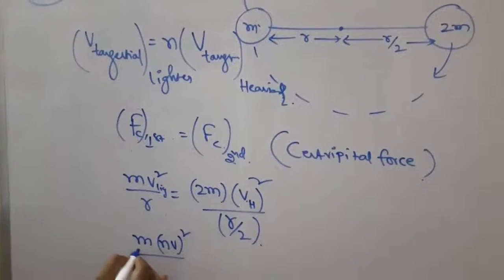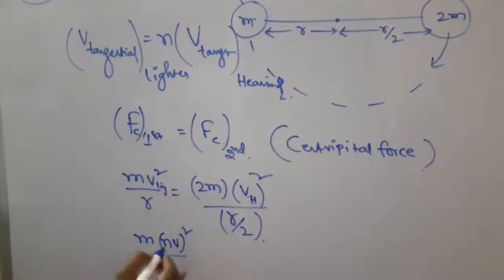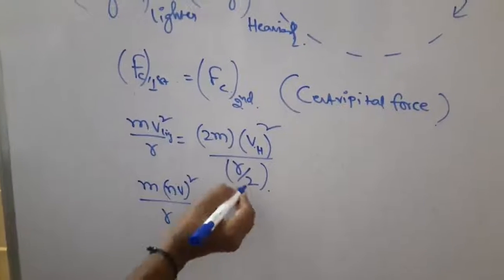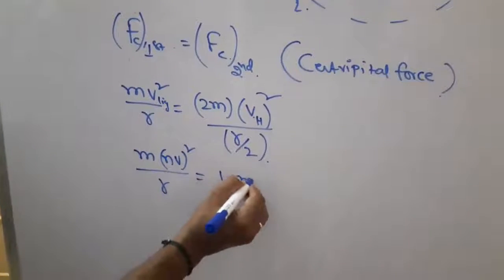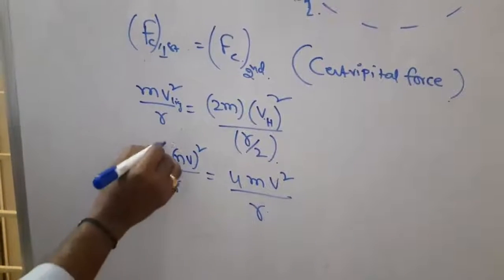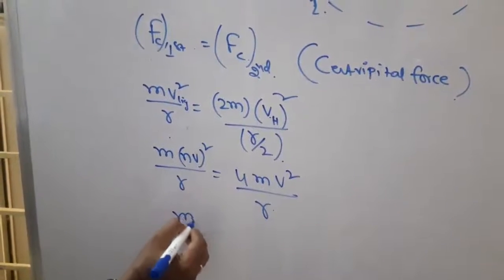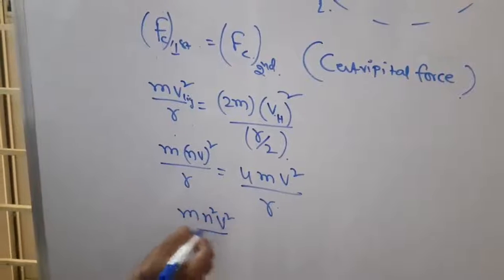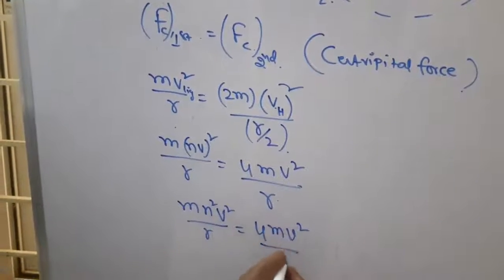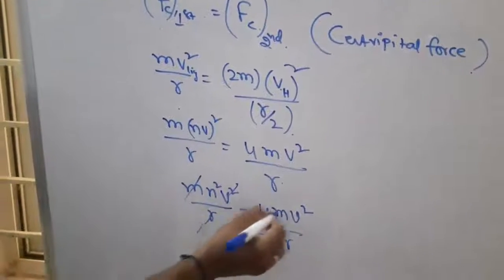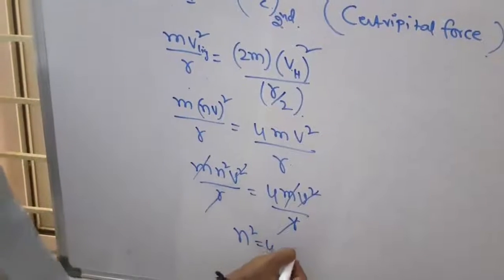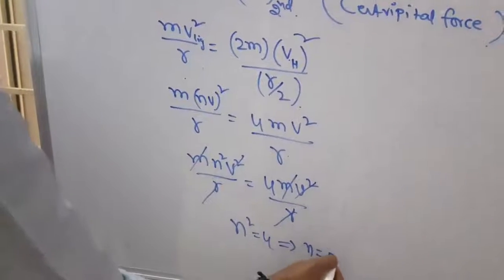So from this, m n square v square divided by r is equal to 4m v square divided by r. m v square by r cancels on both sides. n square is equal to 4, so the value of n is equal to 2.